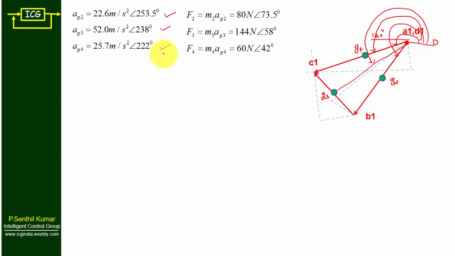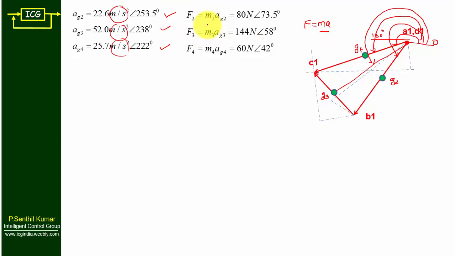Now, this is the acceleration component, in meters per second squared. Now we can convert it into force component. How? What is the formula for force? F is equal to ma. Here we have acceleration multiplied by mass, and you will get the corresponding force.